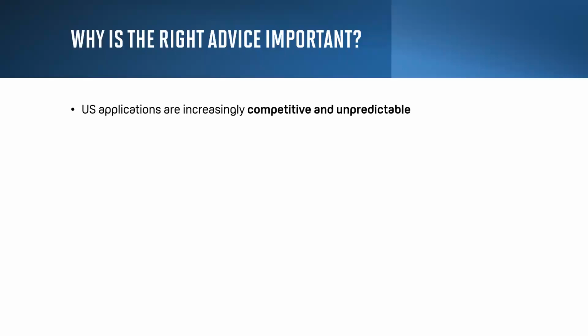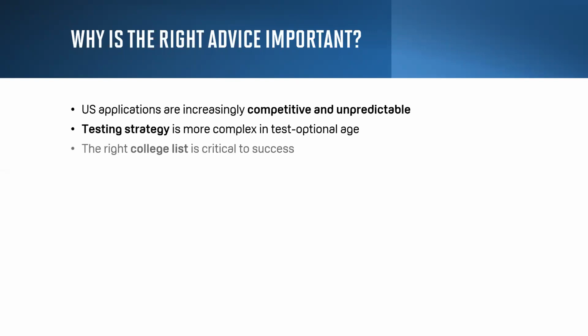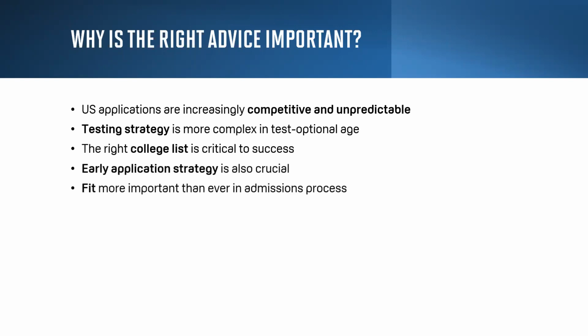Why is getting the right advice important? Well, for that reason. It's competitive, it's unpredictable. There are lots and lots of moving parts. Test strategy is more complex. It's not simply a case of an entrance test anymore. It's about what scores you get and where you submit them. The right college list is really, really important, and so is the early application strategy.